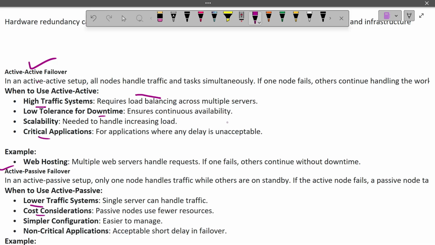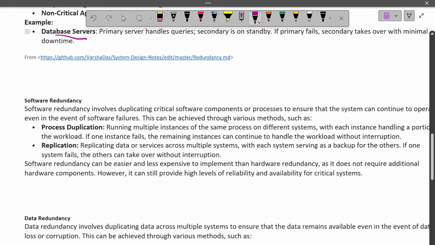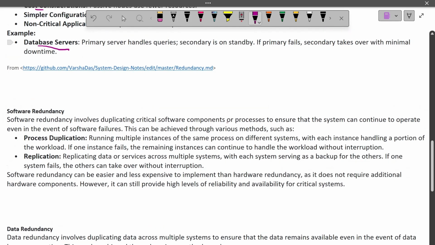Now, so far we talked about hardware redundancy, where we know that hardware components are anyway expensive. Okay, let's talk about software redundancy. So what does software redundancy mean? In software redundancy, we will duplicate critical software components. Same thing, why we are doing it, we know that. So in this case, we can do process duplication, running multiple instances, like multiple jars or multiple Docker images running on multiple instances. That is nothing but software redundancy, wherein each instance will be handling a portion of the workload. If one instance fails, the other one will be doing the same thing.